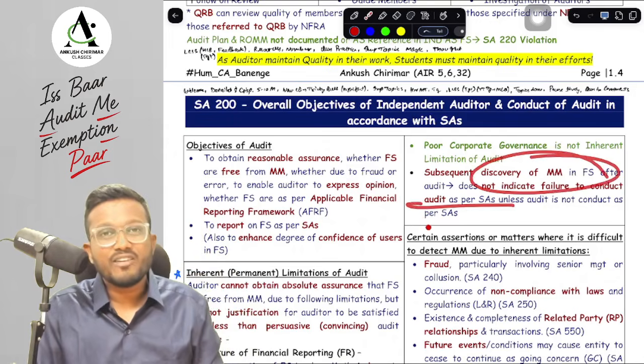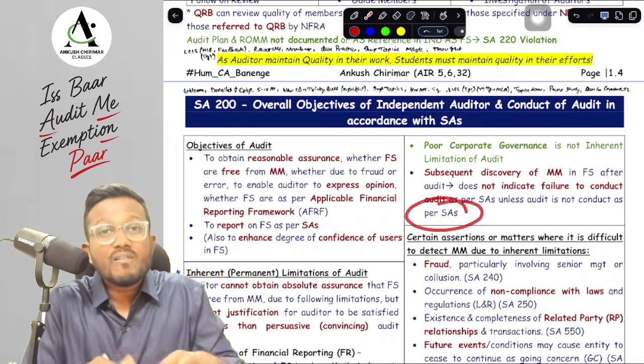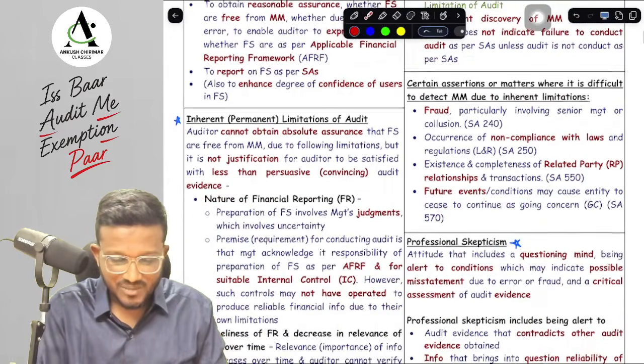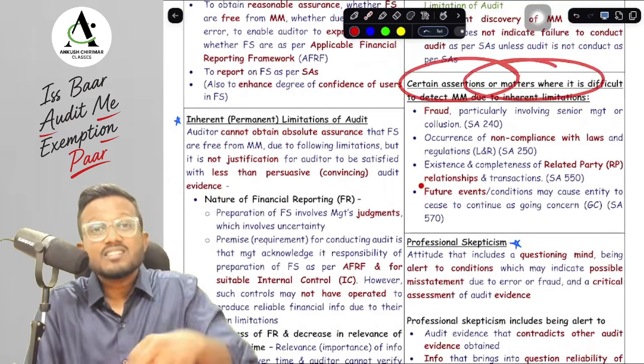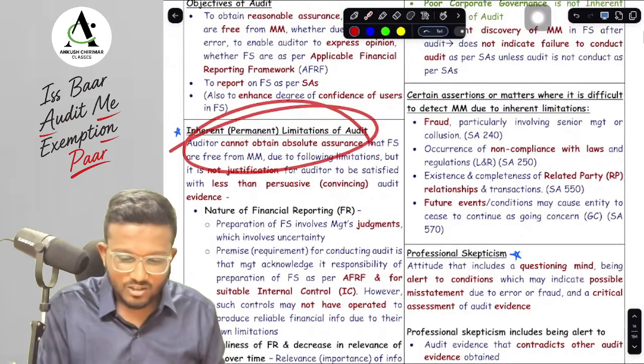It does not indicate failure as per SAs unless we have not performed the audit as per SAs. How will we get to know? We will get to know from the audit documentation. Next is certain assertions or matters where it is difficult to detect the material misstatement due to ILA, inherent limitation of audit. What are those assertions, sir?